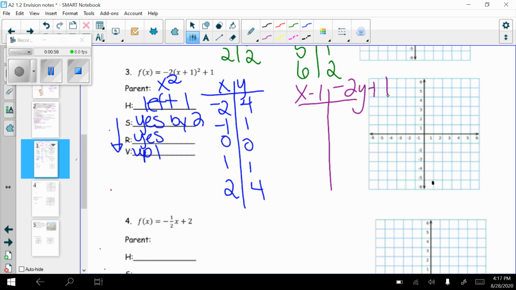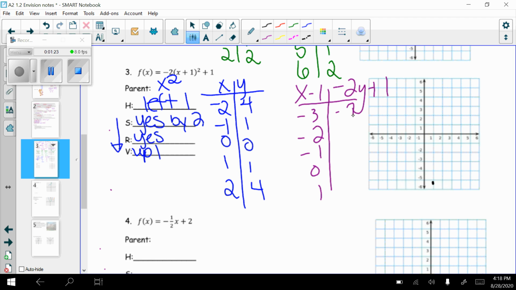So now we go back to our original parent function. All of the x values, we will subtract 1. So negative 2 minus 1 gives us negative 3. Negative 1 minus 1, negative 2, 0 minus 1, negative 1, 1 minus 1, 0, 2 minus 1 is 1. Now with all of the y's, we start with the 4, and we do 4 times negative 2 gets us negative 8, plus 1 puts us at negative 7.